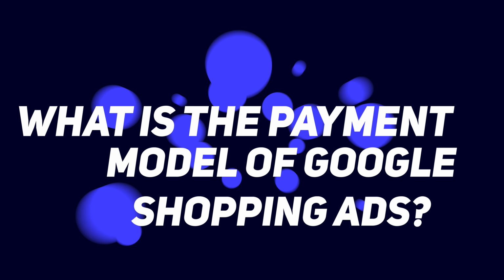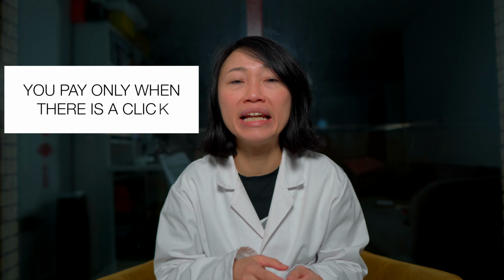How do you pay for your Google Shopping ad? What's the payment model like? The shopping ad is a pay-per-click model, which is also sometimes known as the PPC model. That's similar to the Google Search ad payment model, where you don't need to pay unless someone clicks on one of your products and lands on your store.